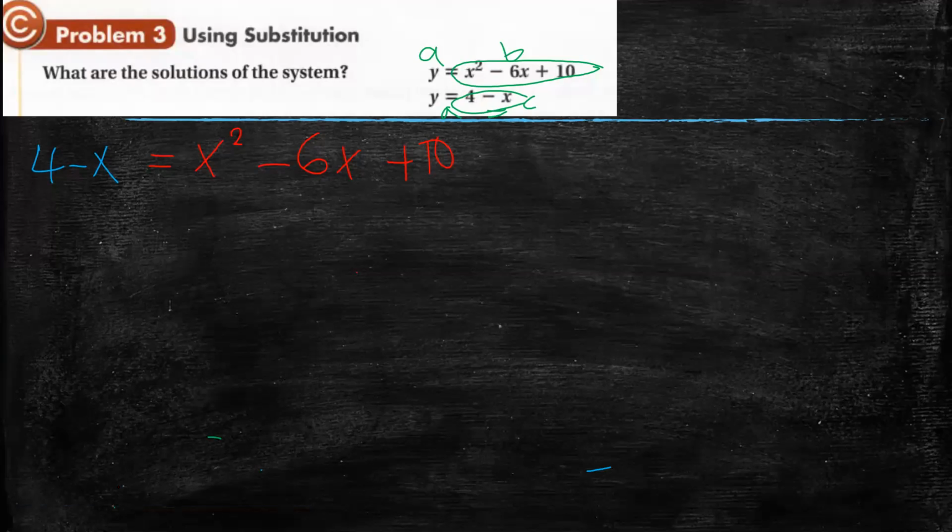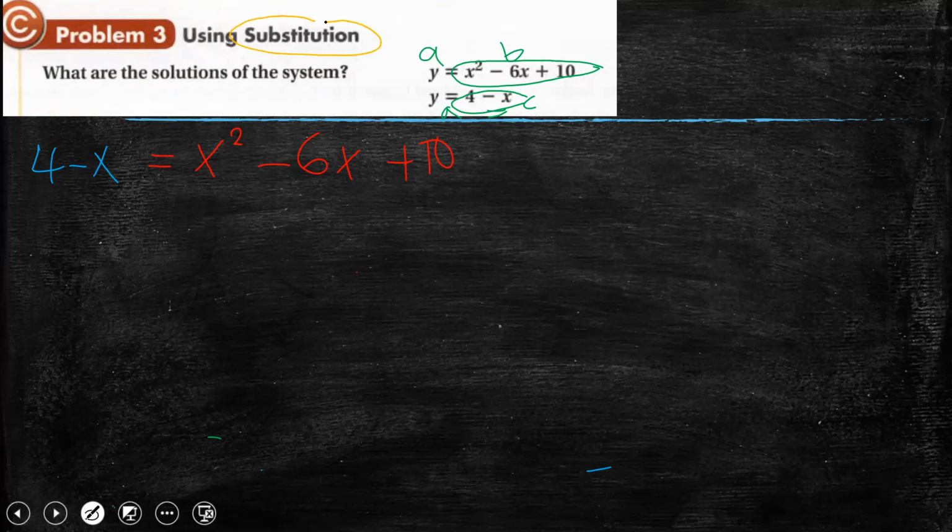I told you, if A is B and A is C, that means B equals C. So I will write x squared minus 6x plus 10 on one side, and on the other side, I will write 4 minus x. That's why we call it substitution. I will substitute the other y with the second equation. Is it clear? Yes. Okay.